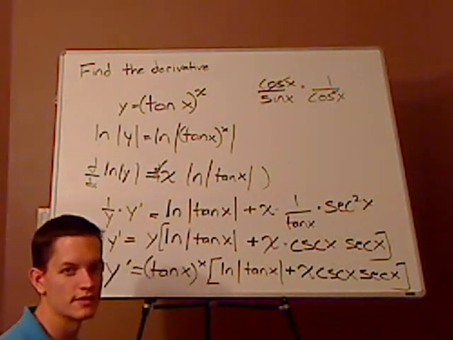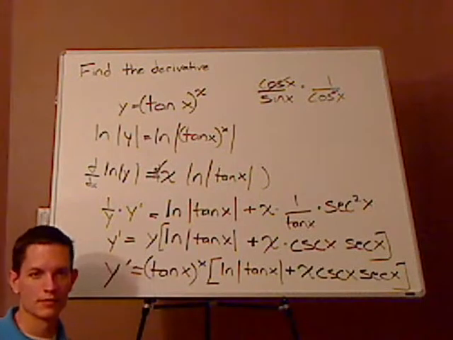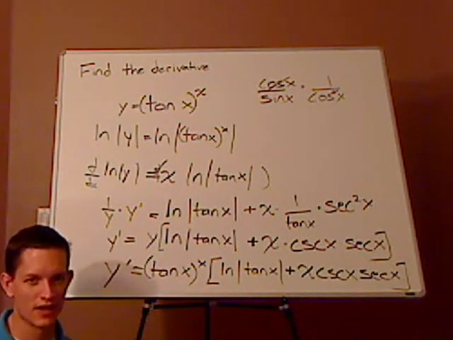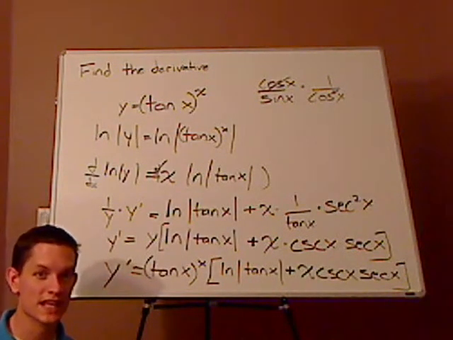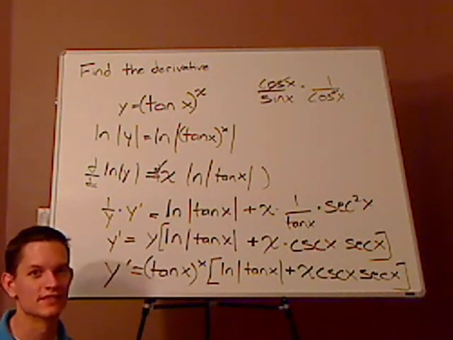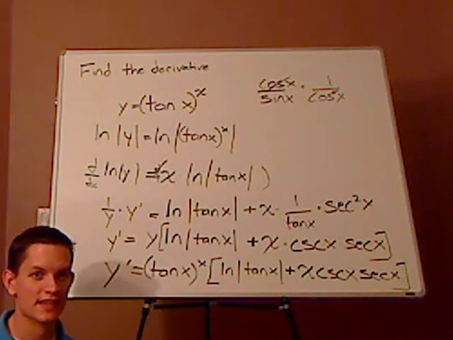Alright, that's it. It's y prime equals tan x raised to the x, brackets, natural log of the absolute value of tan x plus x cosecant x times secant x, close the brackets. And that is it.